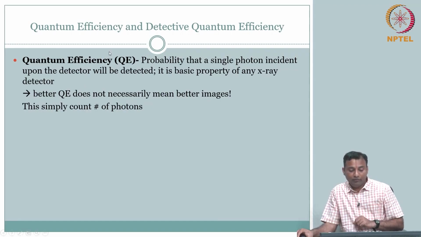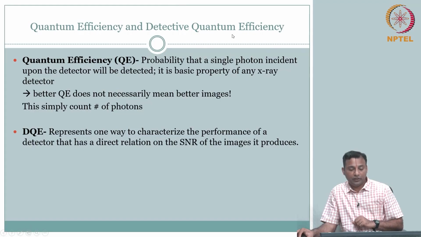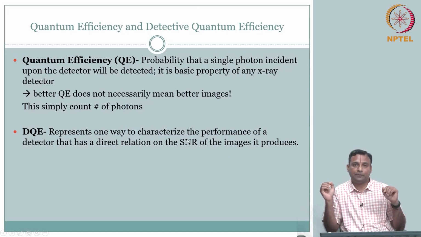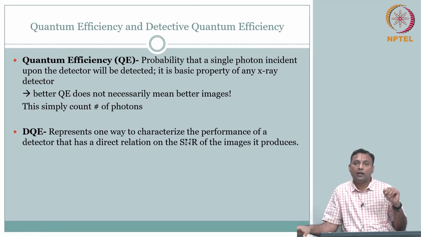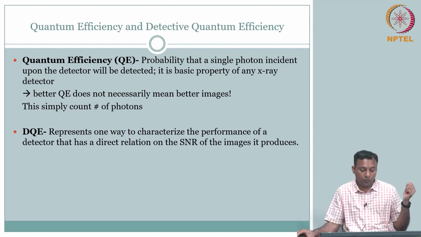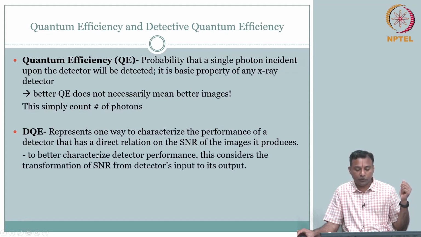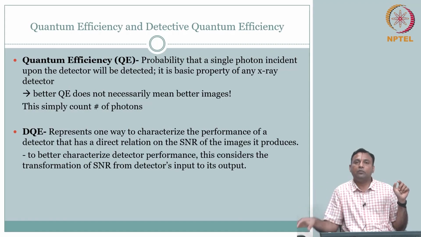So detective quantum efficiency is your performance characterization of how much of the intrinsic signal to noise ratio in the input is preserved in the output. It represents one way to characterize the performance of a detector that has a direct relation to the SNR of the image it produces. So what we really want to characterize the performance of this detector is whether it is able to transform the signal to noise ratio that is inherently there, and how much of it is it able to capture.